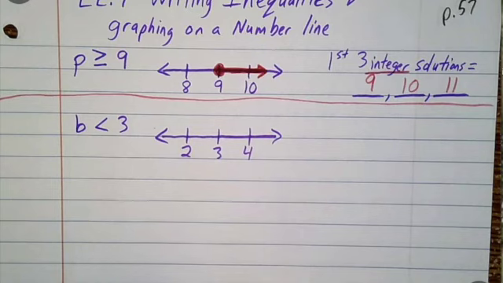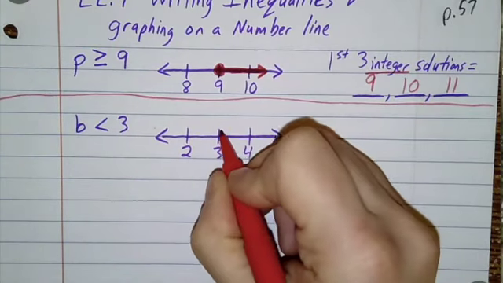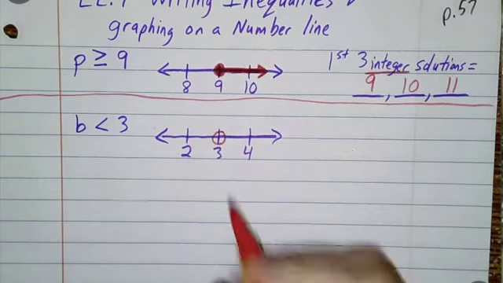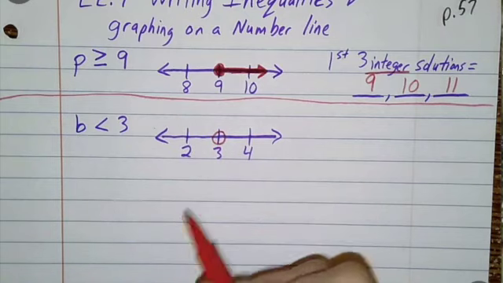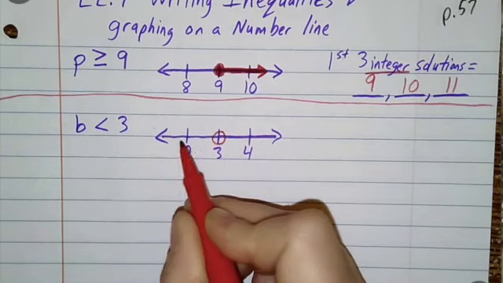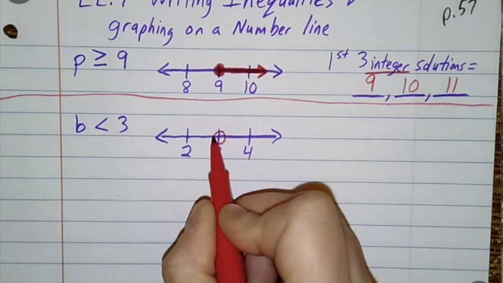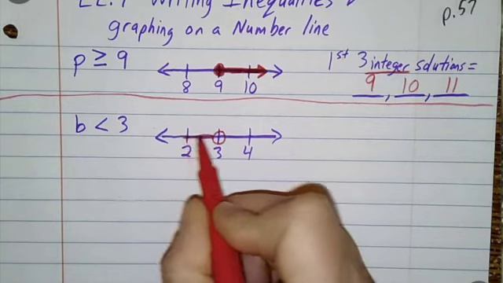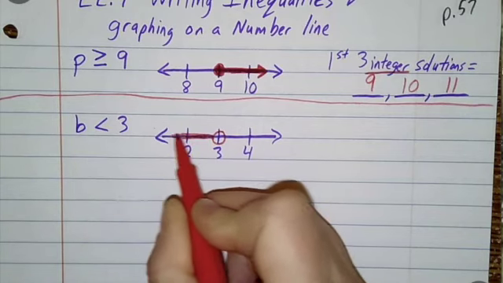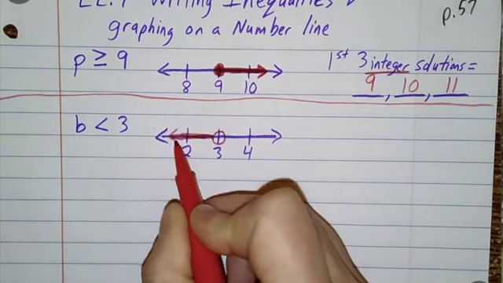B is less than 3. So first off, we put the circle on the 3. It's right on the number line. We're not drawing arrows up above. We're going to trace the number line left or right. Well, less than 3, all the numbers that are less than 3 would be this direction. Make this kind of wider so you can see it coming this way with an arrow on it.